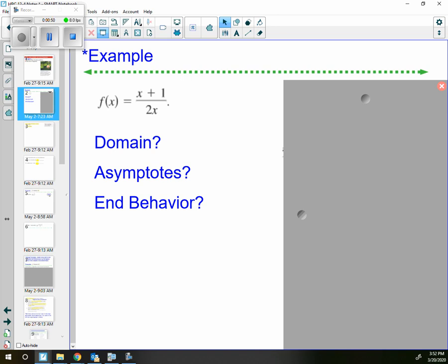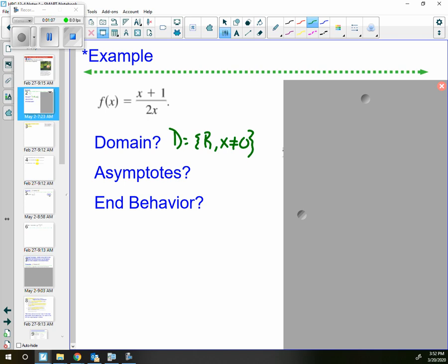So here's what we're going to do. We're going to start with the review question. We would have done this earlier in the year. We talked about rational functions. So let's think about the domain of this function first. Set that denominator equal to 0. So the domain would be all real numbers, but x could not be equal to 0.